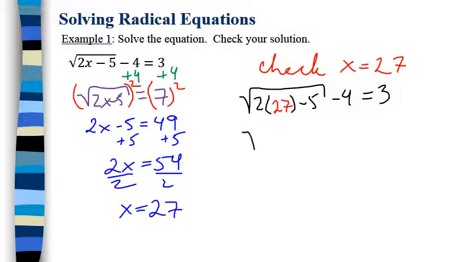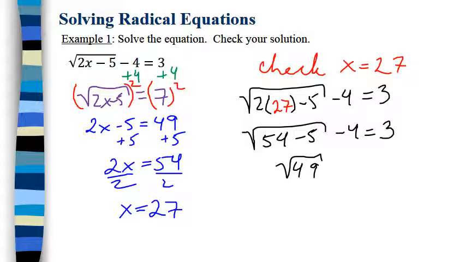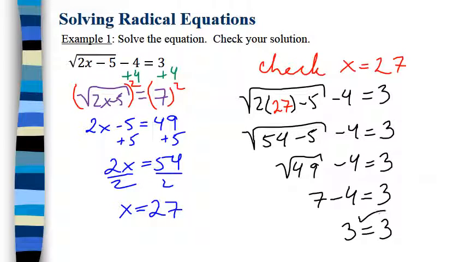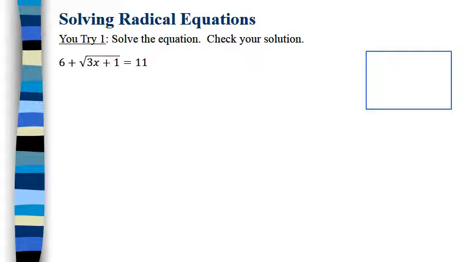Now with the checks, we are only simplifying on one side. We are not doing any inverse operations. So 54 minus 5 is 49. You'll notice I'm not adding the 4. I'm leaving everything on the side that it started on. And so now that I get 3 equals 3, I know for certain that x equals 27. Okay, go ahead and try this one on your own.